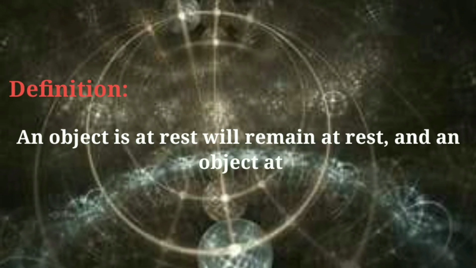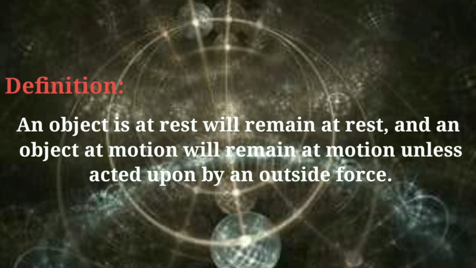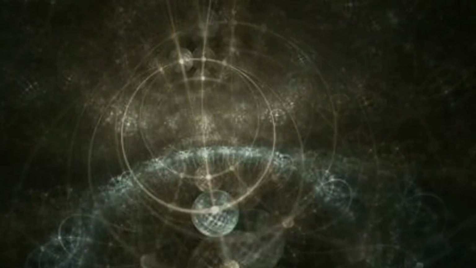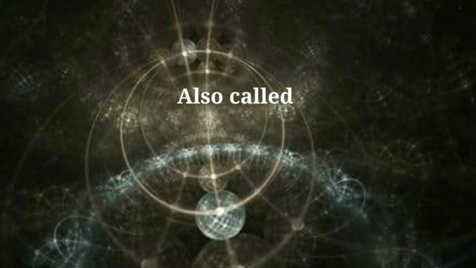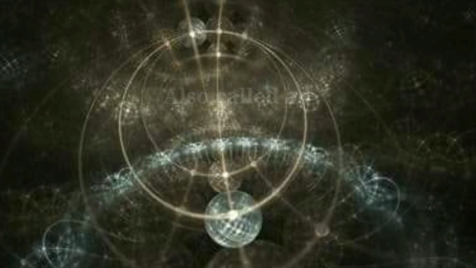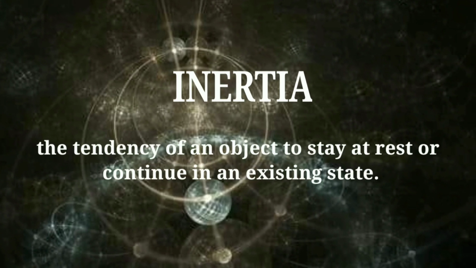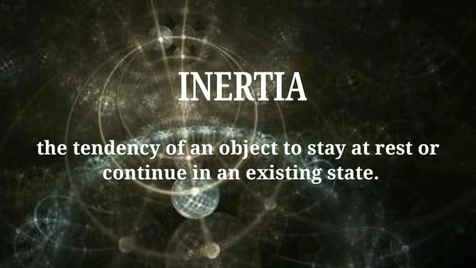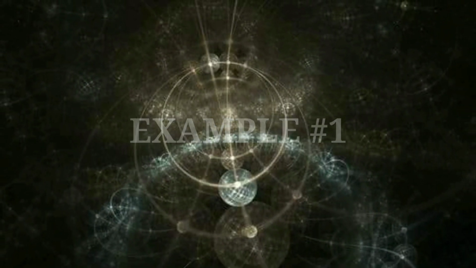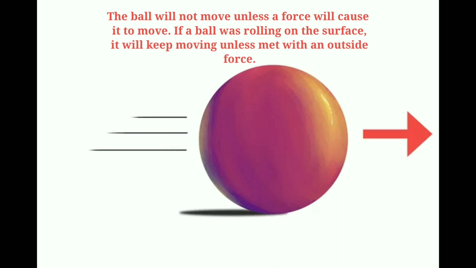An object at rest will remain at rest, and an object in motion will remain in motion unless acted upon by an outside force. Also called the law of inertia. Inertia: the tendency of an object to stay at rest or continue in an existing state. The ball will not move unless a force causes it to move. If a ball is rolling on a surface, it will keep moving unless met with an outside force.